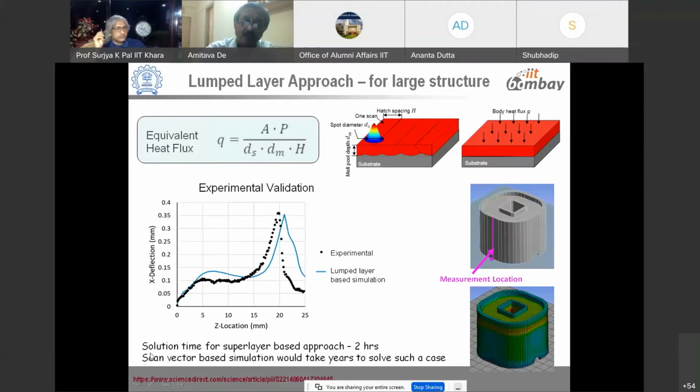But the gift here is this: if we go for such a lumped layer, also known as super layer based approach, this kind of part can be computationally simulated in 2 hours.